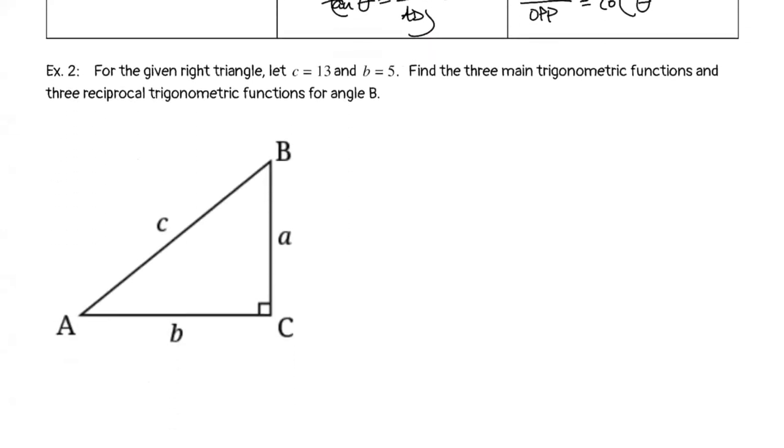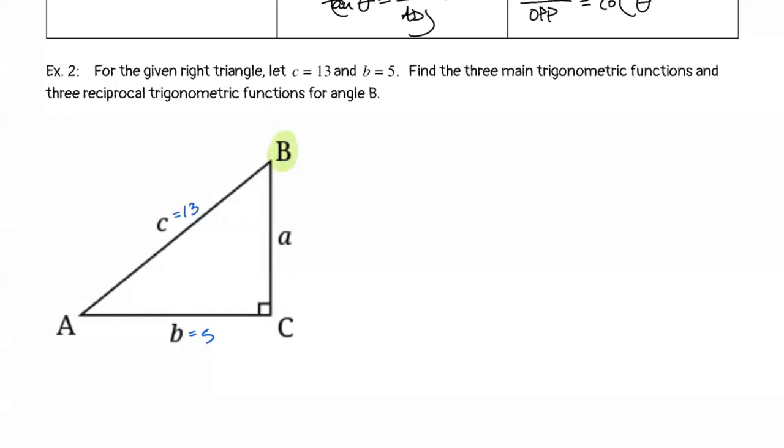All right. So let's go back to a diagram. Let's label some things and let's find some things. For the given triangle, it says let lowercase c be equal to 13 and lowercase b equals 5. Find the 3 main trig functions and the 3 reciprocal trig functions for angle B. And so let's go ahead and just highlight where we are looking from.